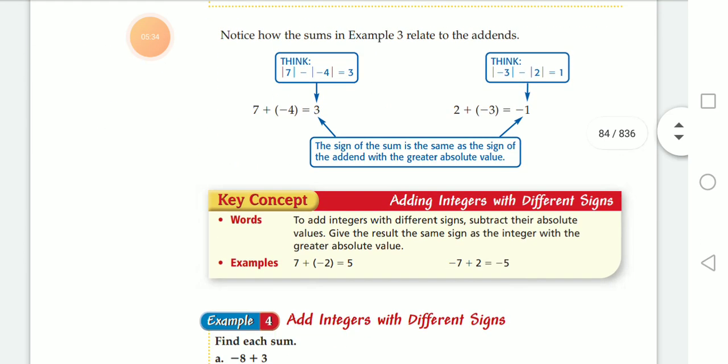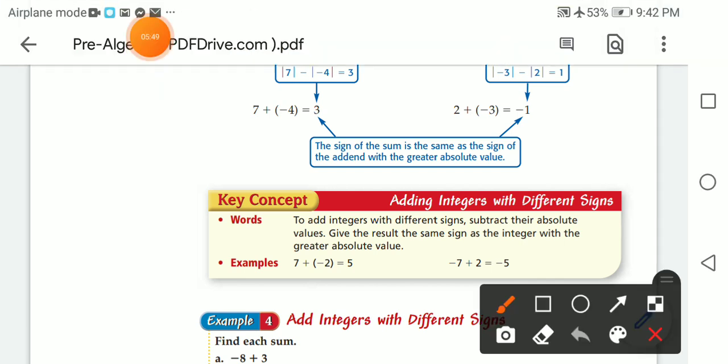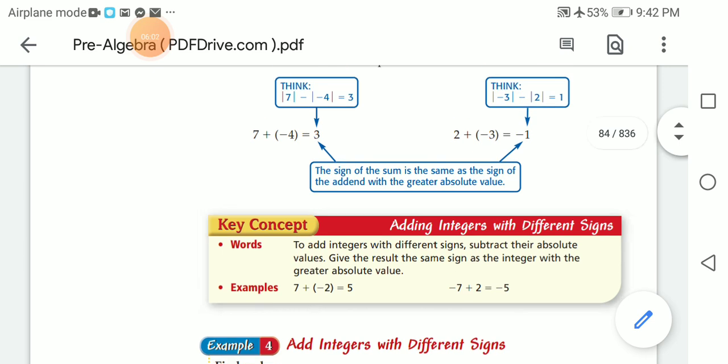Notice how the sums in example 3 relate to the addends. Think: absolute value of 7 minus absolute value of 4 equals 3, as I told you before. The sign of the sum is the same sign as the addend with the greater absolute value, as I told you. This is the key. Okay, and it's easy.